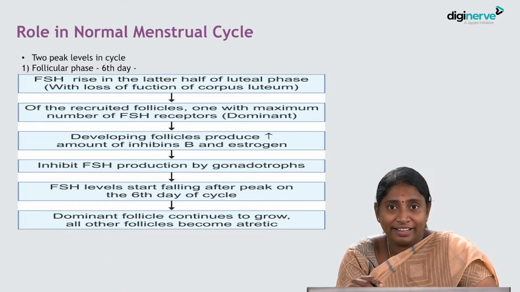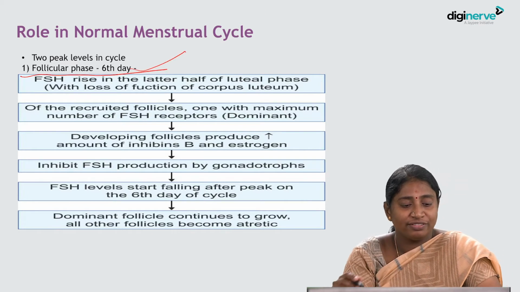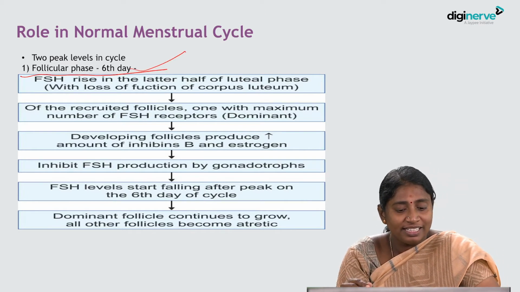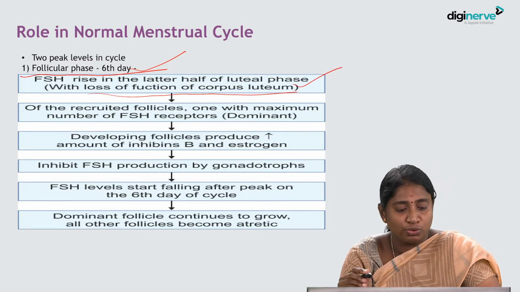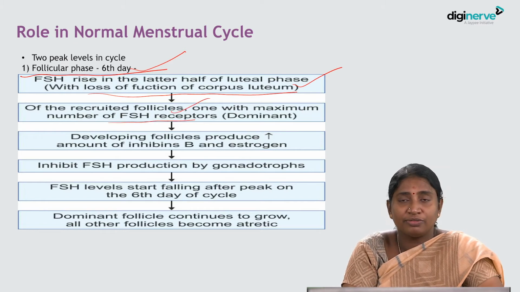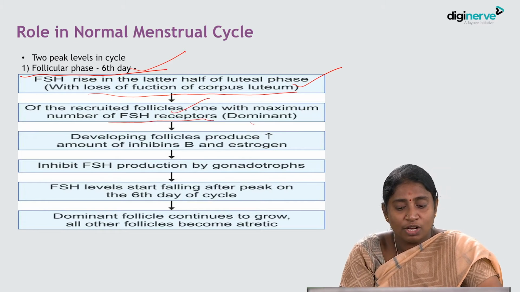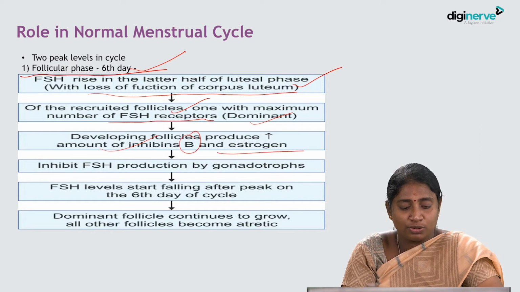It has two peak levels in the menstrual cycle. One is during the follicular phase, on the 6th day of the cycle. FSH rises in the later half of the luteal phase with the loss of function of the corpus luteum. After the recruited follicle, the one with the maximum number of FSH receptors is the dominant follicle. The developing follicle produces increased amounts of inhibin B and estrogen.